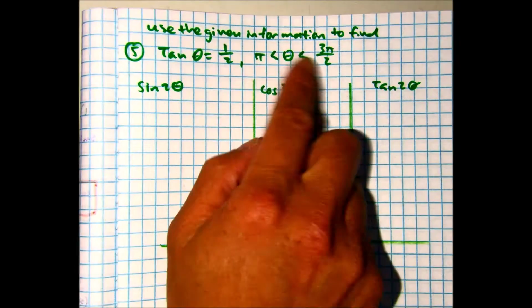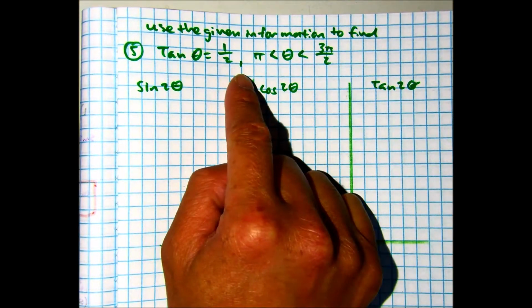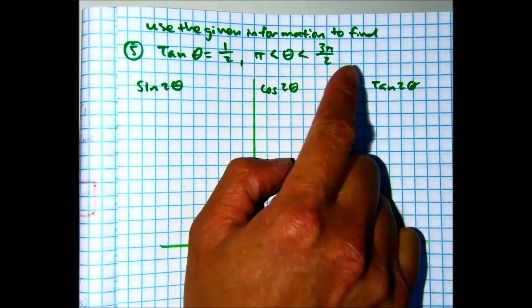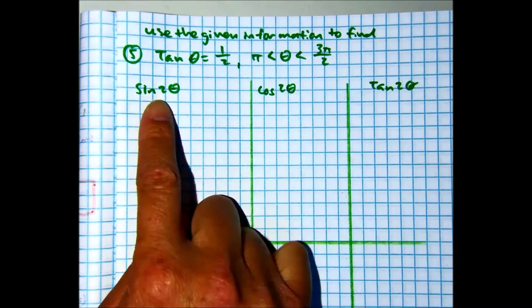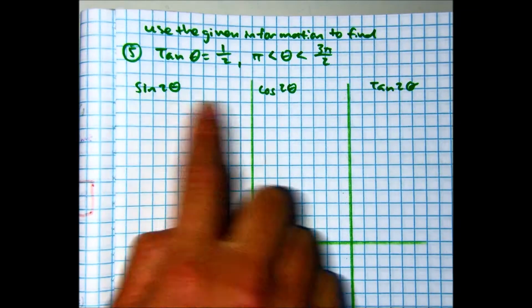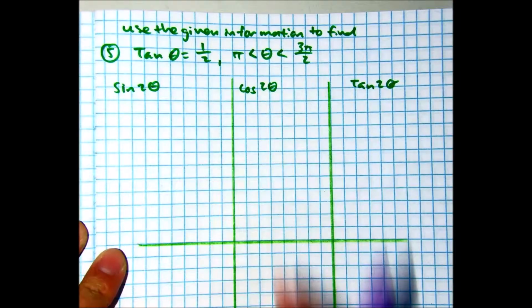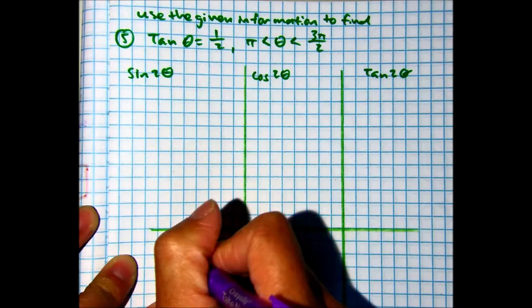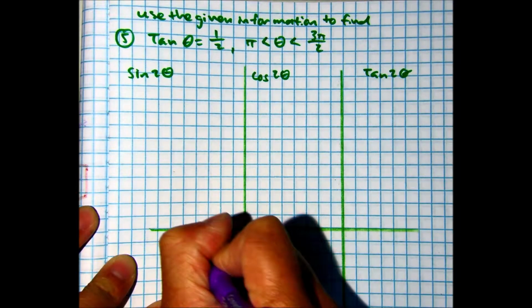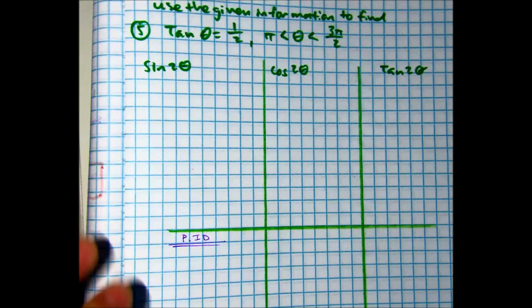Use this given information: tangent of theta equals 1/2. Theta is between pi and 3 pi over 2, and we're asked to find the double angles of sine, cosine, and tangent. With the given information of tangent of theta, in my think out loud, I talked about the Pythagorean identity. Partner A, tell partner B the Pythagorean identity we're going to use.